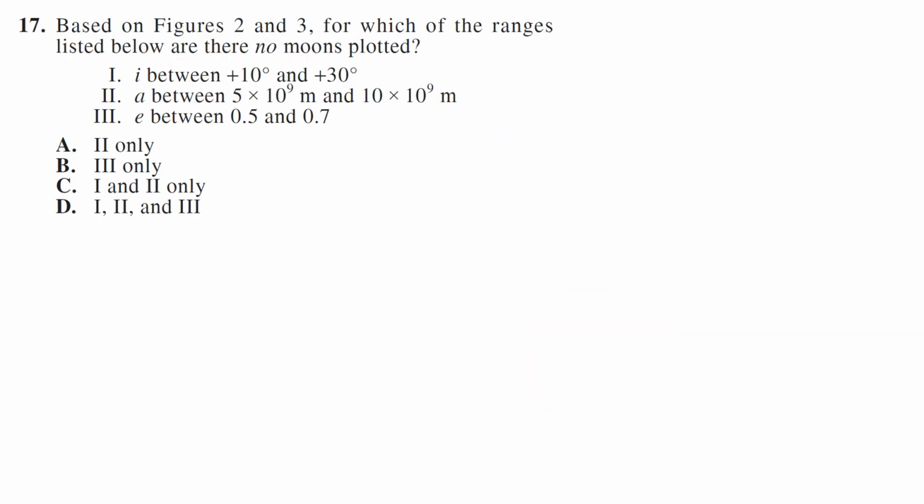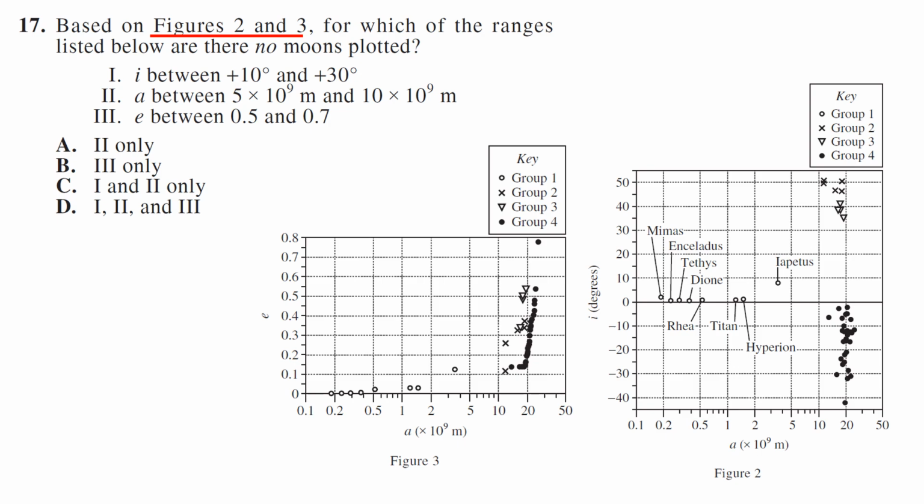Number 17, based on figures 2 and 3, for which of the ranges listed below are there no moons plotted? So we're going to start with the process of elimination. We'll start with the first one. An I range between plus 10 and plus 30 degrees. So that's here, and we don't see any moons plus 10 to plus 30. We have one that's just below plus 10, so we know that 1 is correct. So we can eliminate choice A and B.